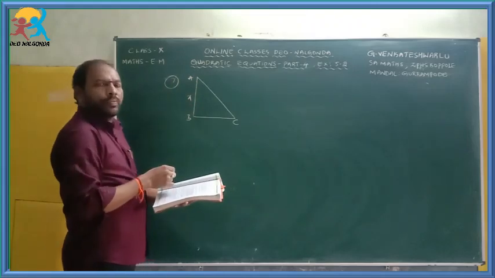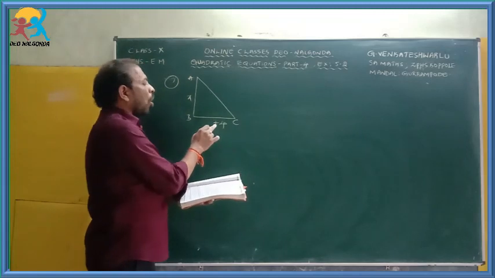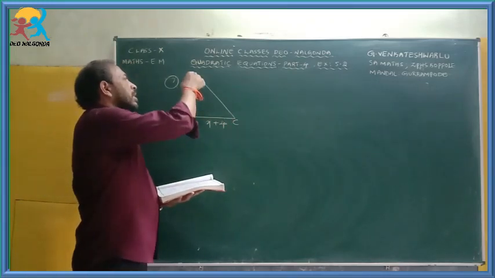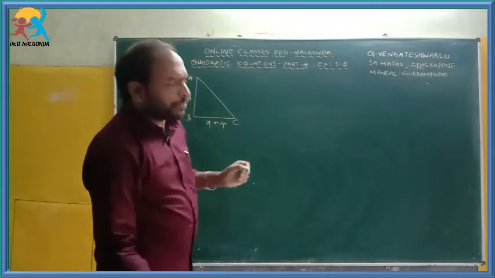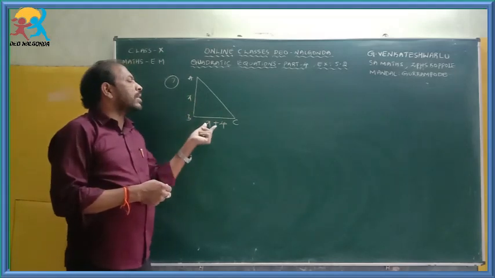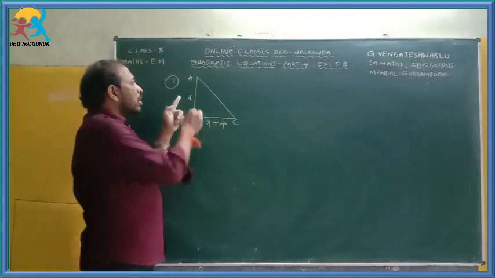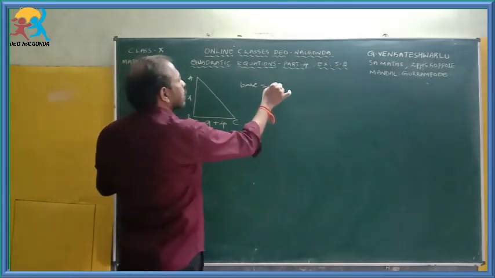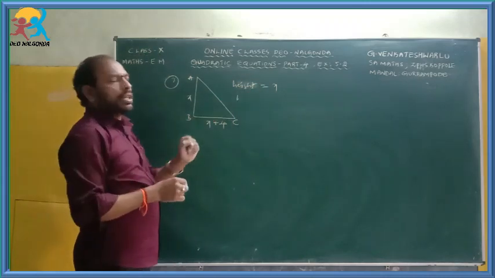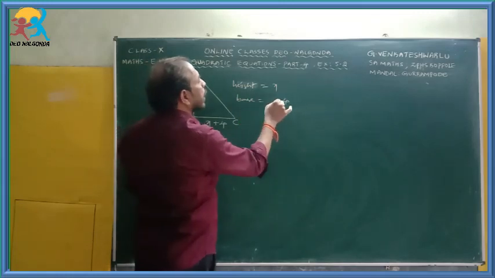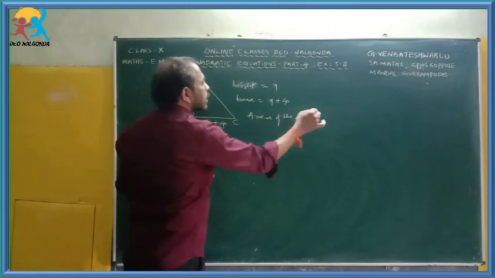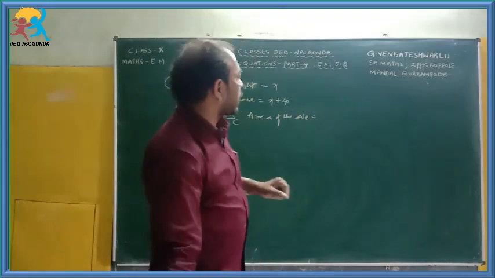So let the altitude be taken as x, and the base of the triangle is 4 meters longer than its altitude, so x and x plus 4. The area of the triangle is given as 48 square meters. Whenever the base and altitude are given, altitude is nothing but height, nana. Here the base depends on its altitude. So let the height of the triangle be x and its base will be 4 meters more than its altitude. Area of the triangle is 48 square centimeters.